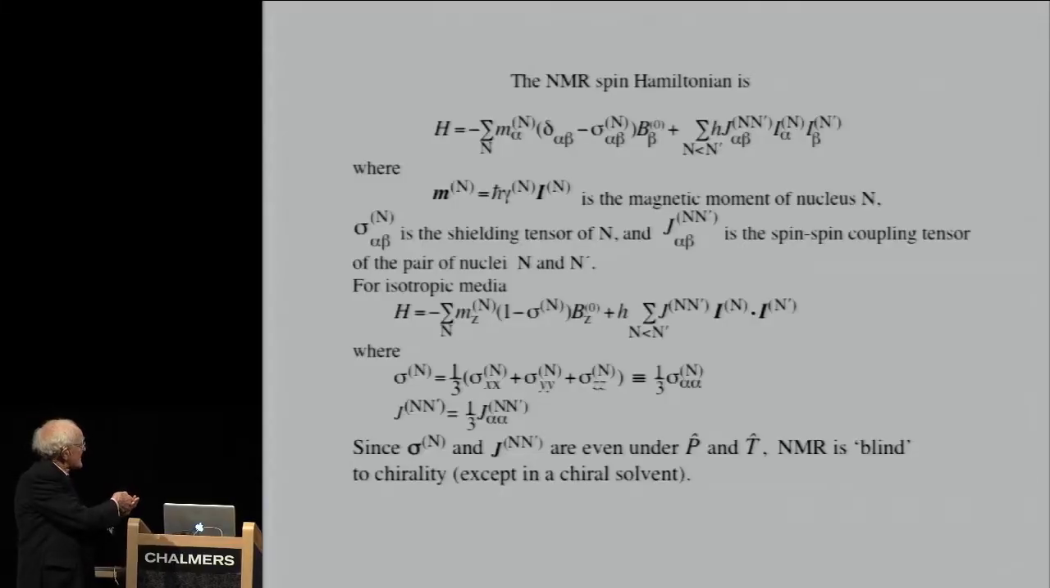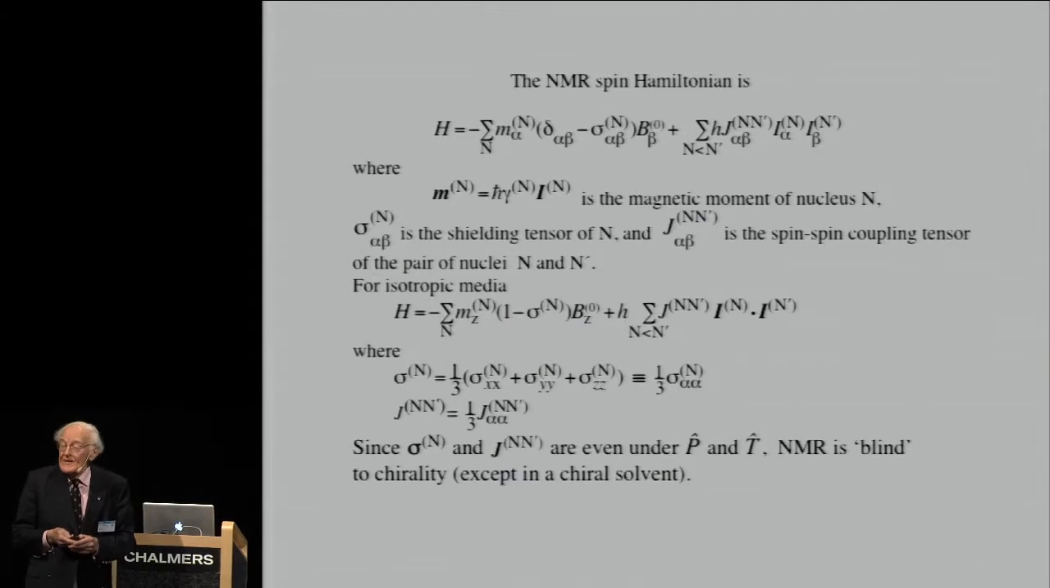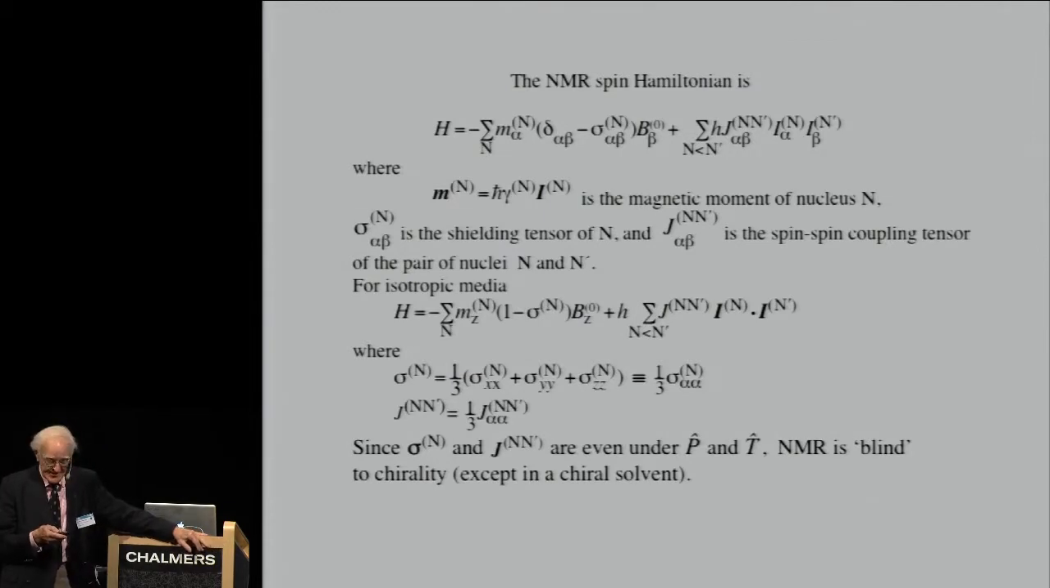Now, this is the bad news for NMR. The chemical shift and the spin coupling are even under parity and time reversal. So they're possessed by all molecules where there are these nuclear spins. But it's blind to chirality. It's the same for a molecule and its mirror image.